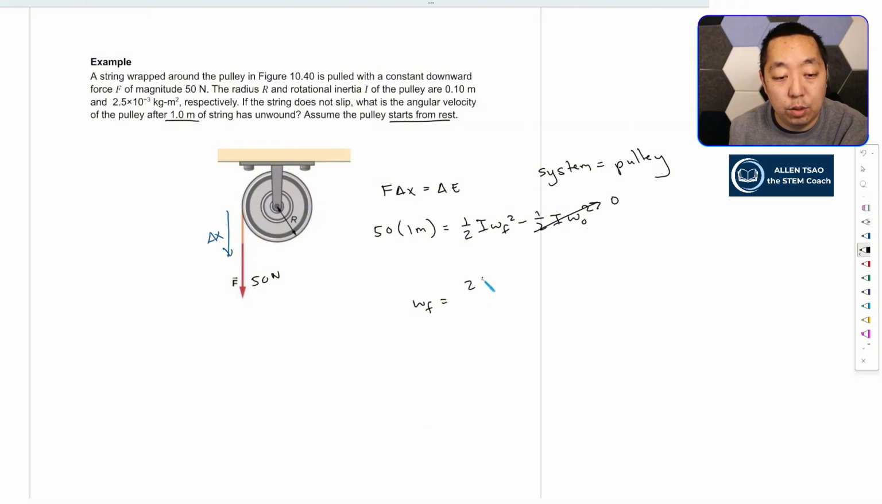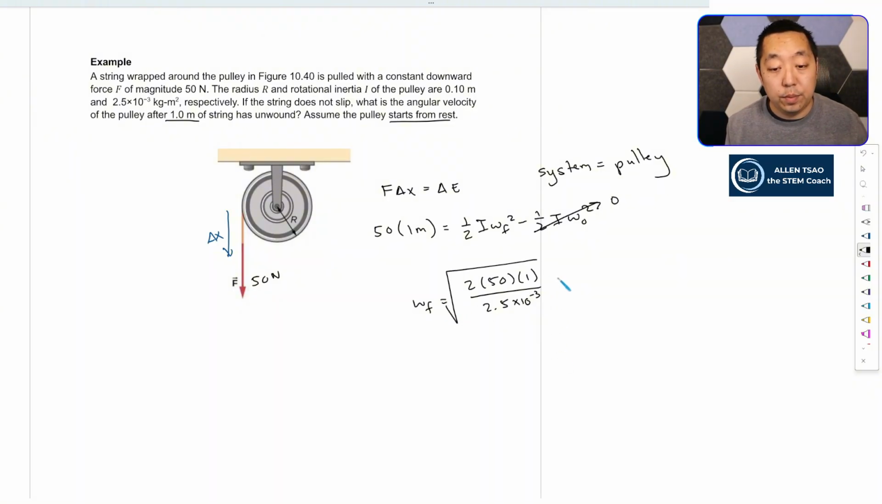Omega f is going to be 2 times 50 times 1 divided by I. The rotational inertia they told you was 2.5 times 10 to the negative 3, and then square root of that. Okay, so then let's see. 2 times 50 divided by 2.5 e negative 3, and then square root of that. I'm going to get 200 radians per second. Okay, so that would be our standard process.